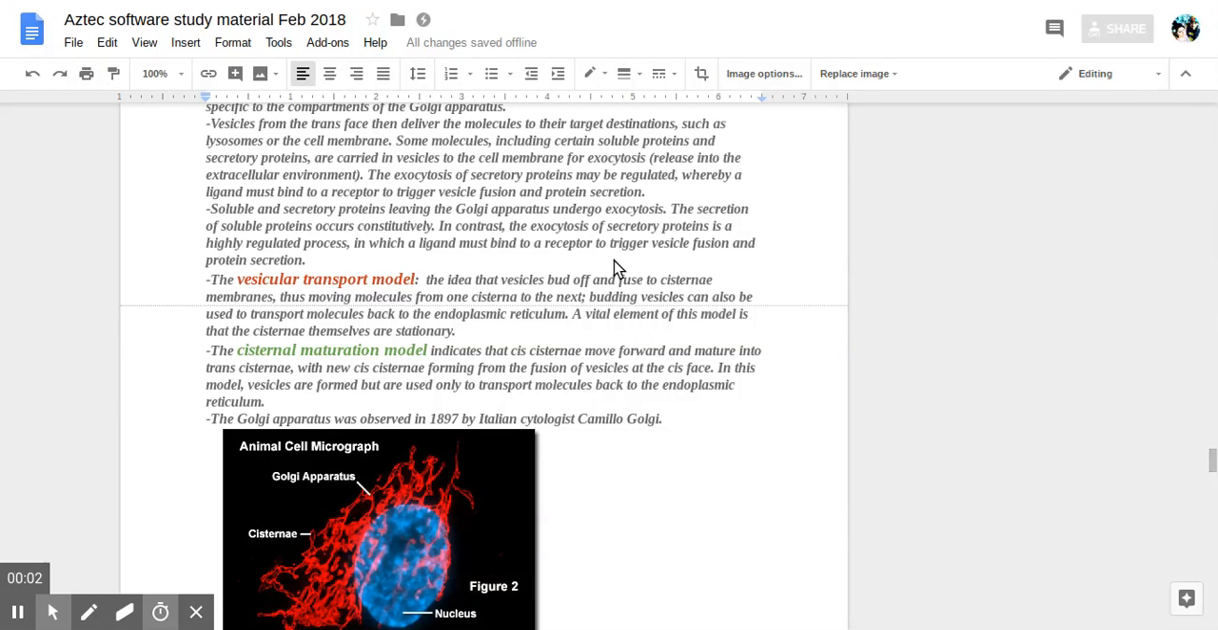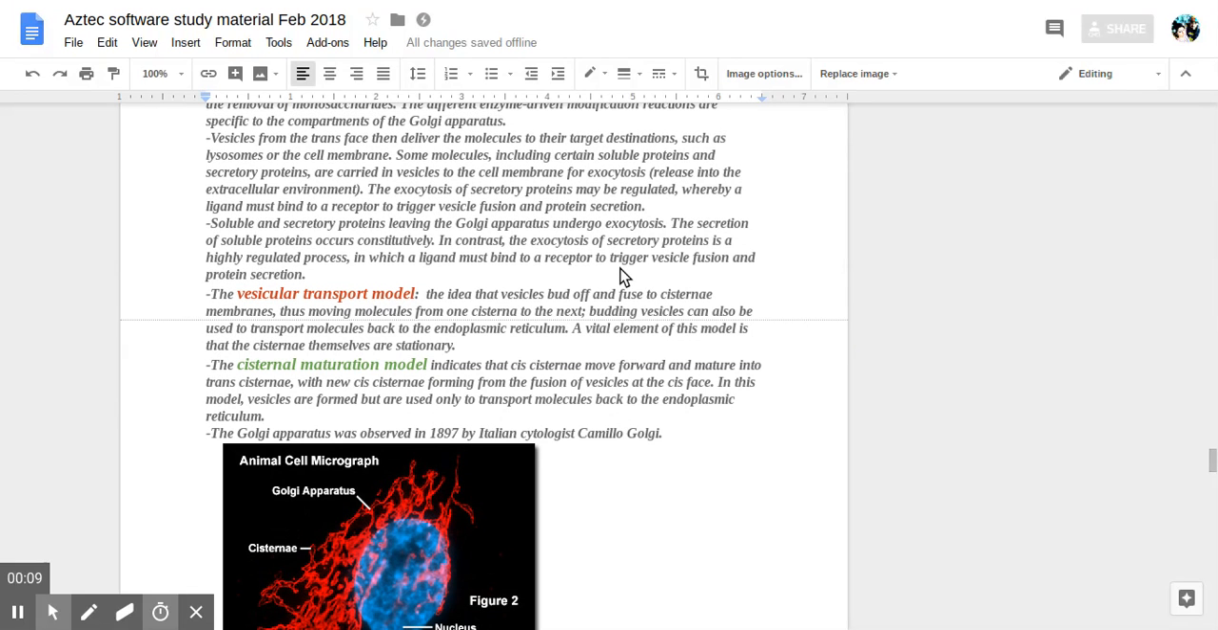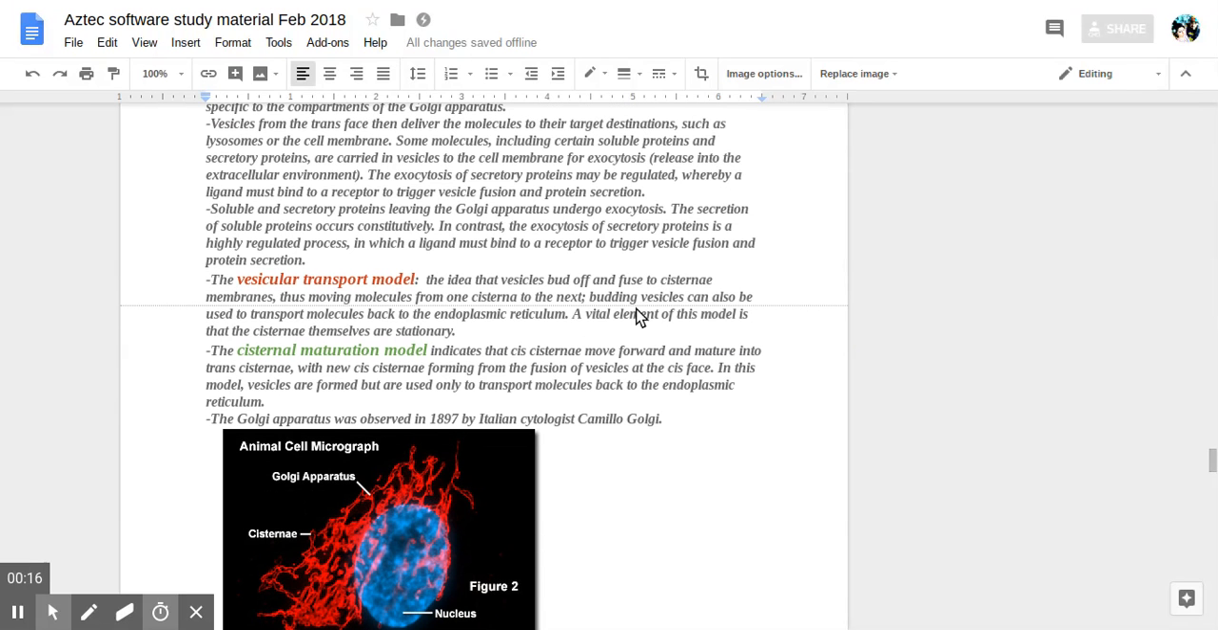Hello, we're continuing with life science and cell biology in a nutshell. We're learning currently about the Golgi Apparatus, which is a group of folds or stacks.